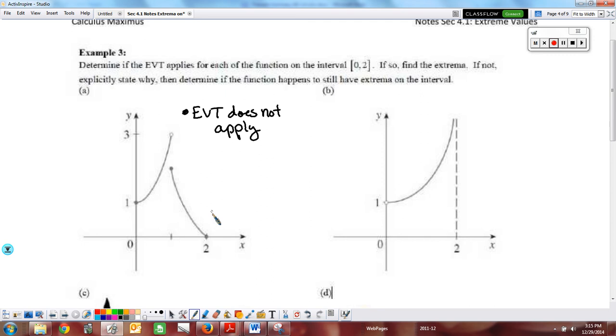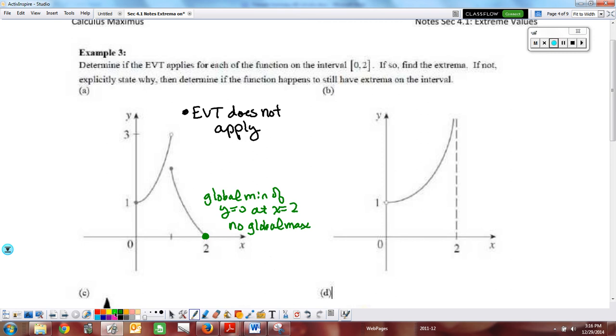And even though EVT does not apply, we're not guaranteed a global max or global min, but we may have them, so let's see what we actually do have. In this section, looking from 0 to 2, I would say over here, you have a global min of y equal to 0 at x equal to 2. And then kind of scanning across, because this point up here is open, there would be no global max on this example. All right, we'll come over here to B.